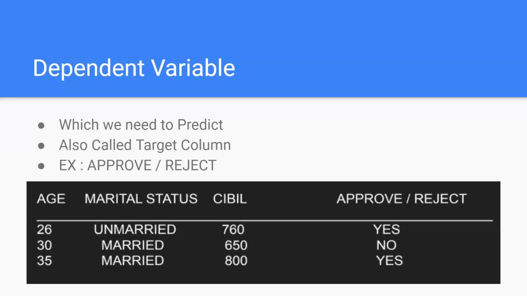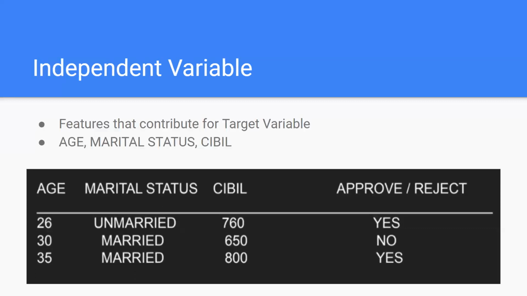So age, marital status, and CIBIL are independent, right? They are the independent variables. Independent variables are nothing but features that contribute to the target variable. So features that help us to predict the target variable.